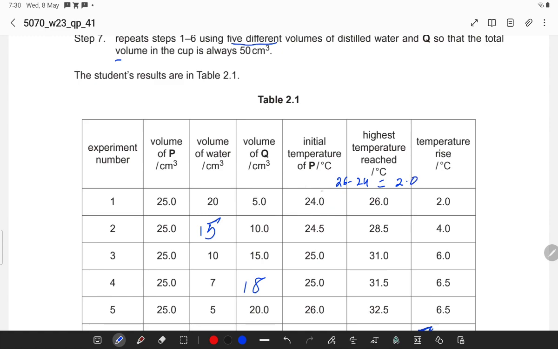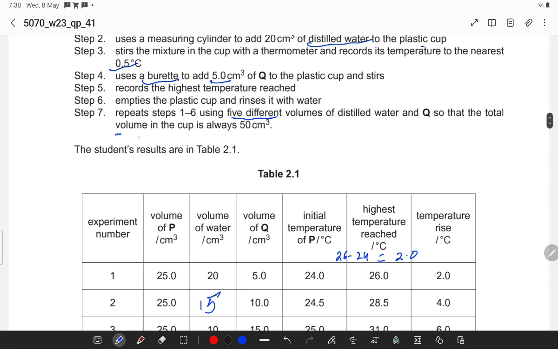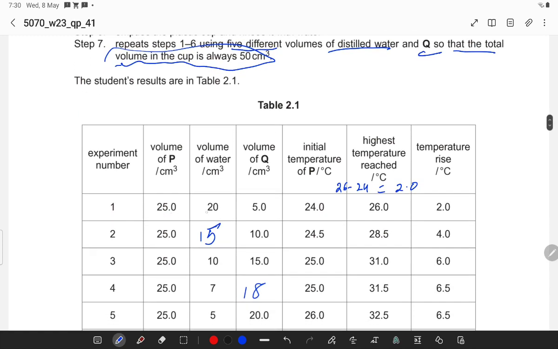So this is the initial temperature. The next initial temperature is 24.5, and the student adds 25 cm³ of P and 10 cm³ of Q. You know that it is mentioned over here that the volumes of distilled water and Q are such that the total volume in the cup is always 50 cm³. Look at here, 25 plus 20 is 45, and plus 5 is 50.